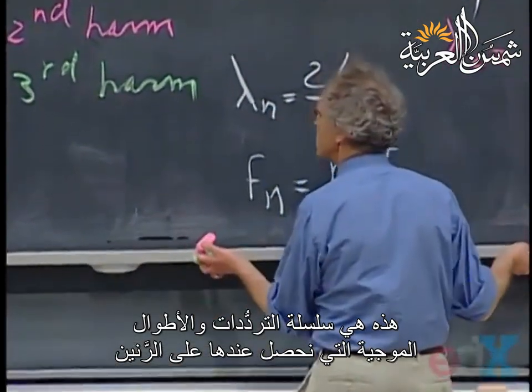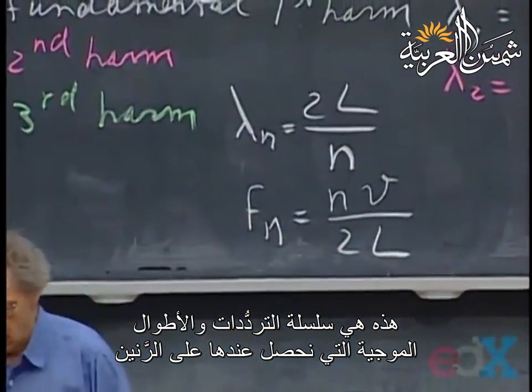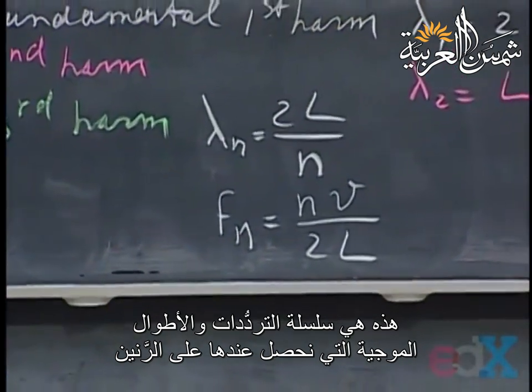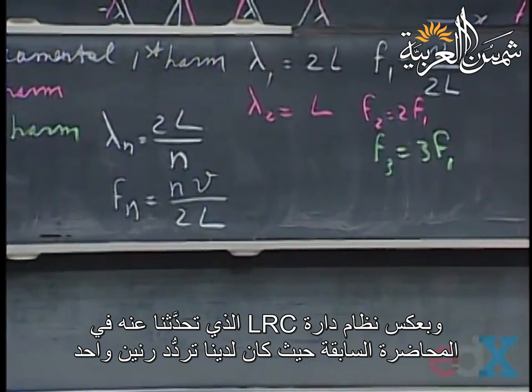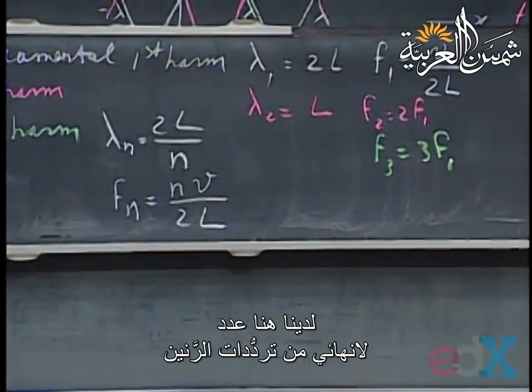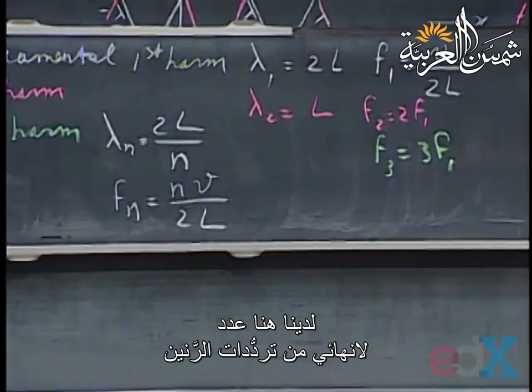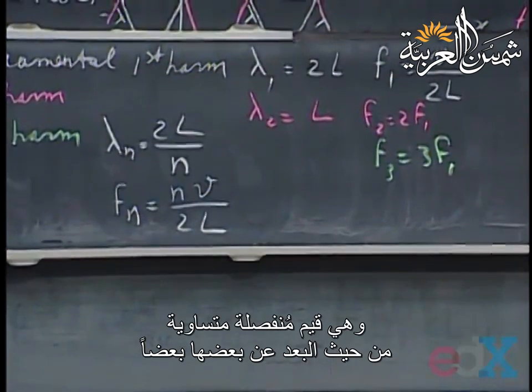So here you see the entire series of frequencies and wavelengths for which we have resonance. Unlike in our LRC system that we discussed last time, where you had one resonance frequency, now you have an infinite number of resonance frequencies, and they are at very discrete values, equally spaced.